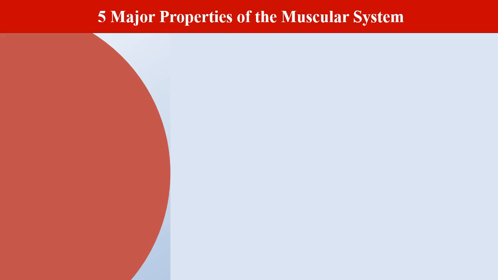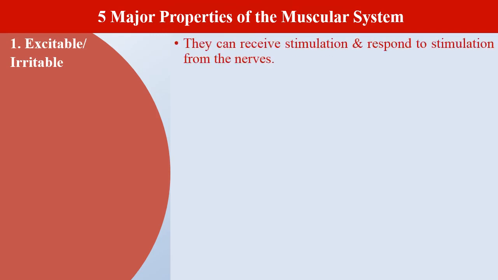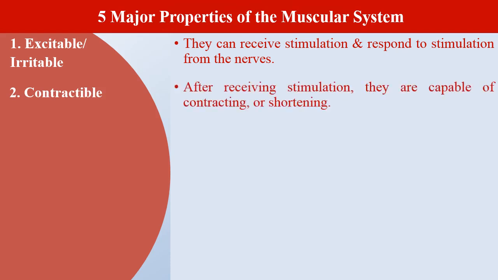There are 5 major properties of the muscular system. Muscles are excitable or irritable. It means they can receive stimulation and respond to stimulation from the nerves. Muscles are contractible. It means after receiving stimulation, they are capable of contracting or shortening.